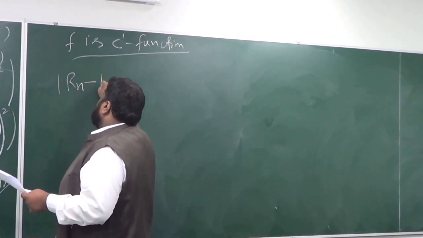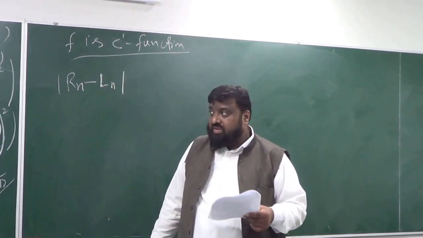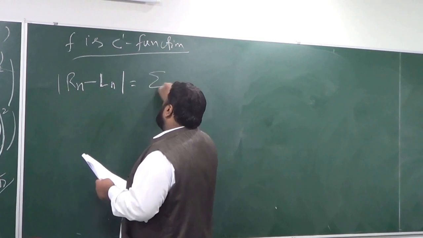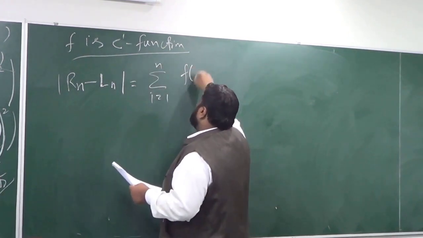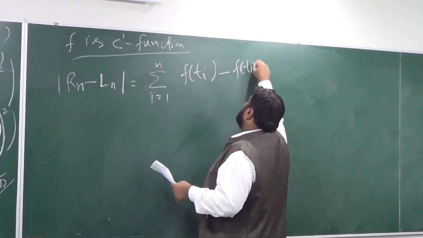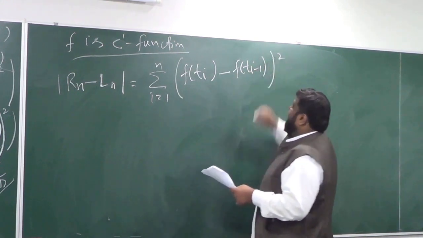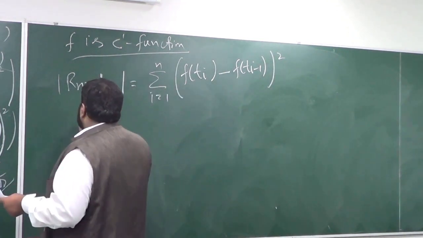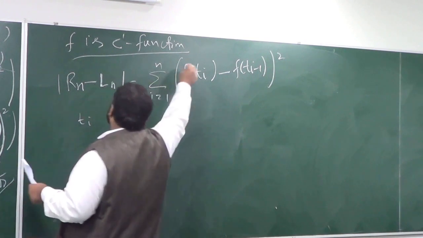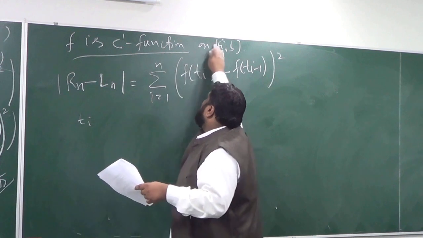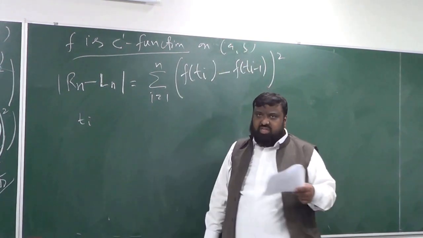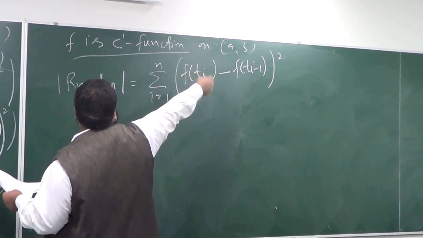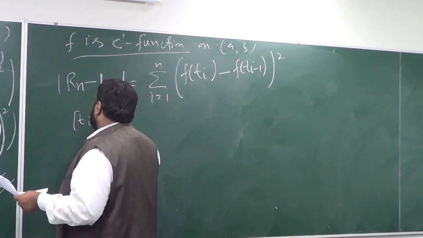Then what would be the difference between Rn minus Ln, or its absolute value? It is going to be equal to the sum over i equal to 1 to n of (f(ti) − f(ti−1))². This function is C1 class on the entire interval a to b, so it is also continuous and differentiable on each subinterval, isn't it?